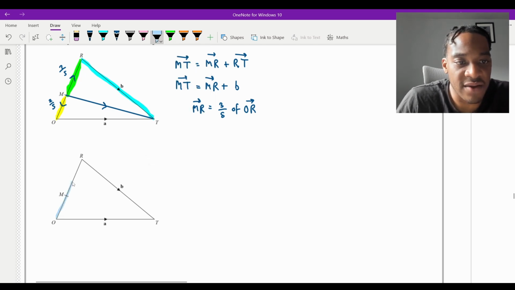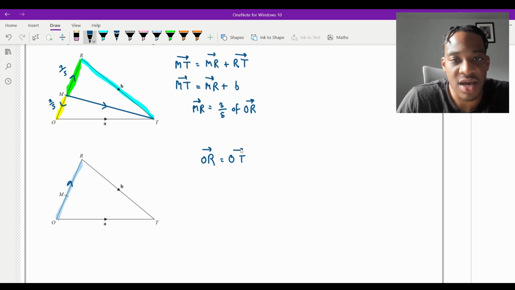It's this one right here. This is O to R right here, right? This vector here. Now, how do I go from O to R? Well, if I look at the picture, I can see that O to R is just equal to going from O to T, and then plus T to R. That would be how we go from O to R, right?